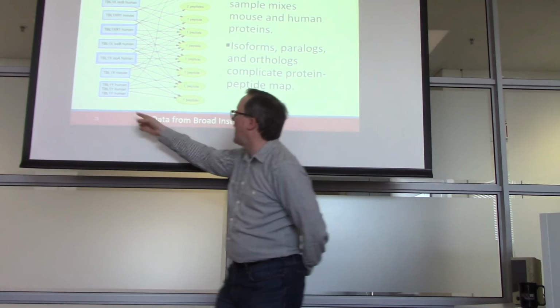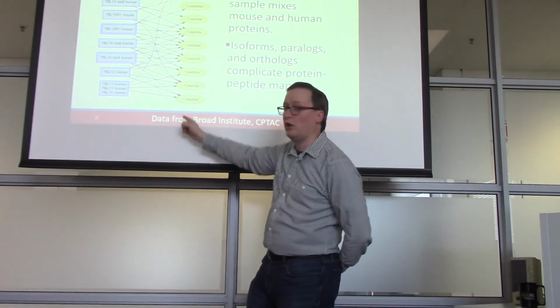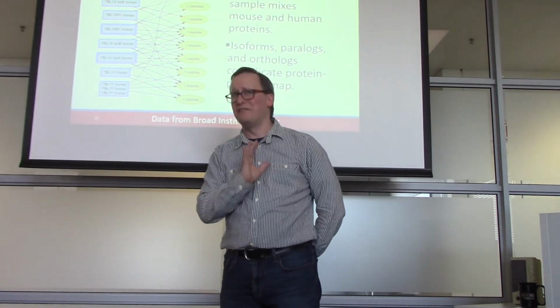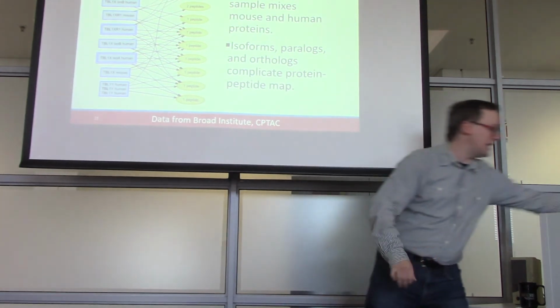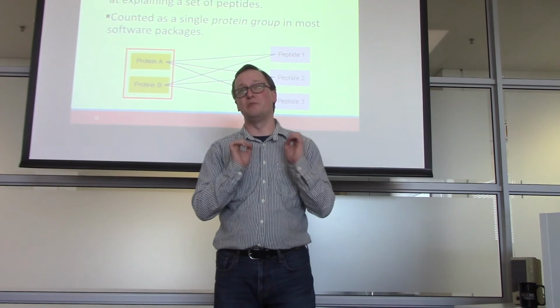So the question of how do we find the smallest number of proteins to account for all of the peptides is something that we call a set cover, and it's actually a very hard problem to solve. So I'm going to provide a couple hints on how we do this. Let's start with the concept of indiscernibility.